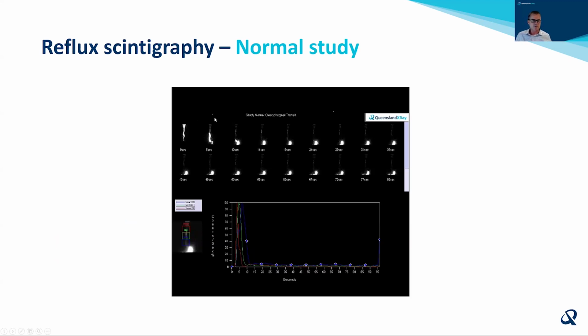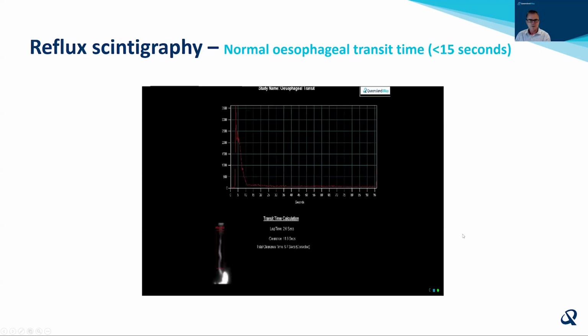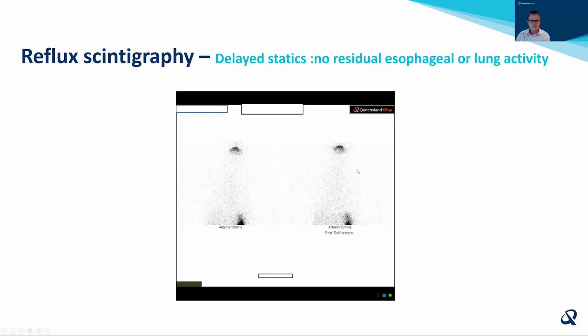This is a normal study with rapid passage of the radiolabeled bolus into the stomach. And then we do time activity curves for regions, the upper, mid, and lower. And this is a nice rise and then complete fall back to baseline. And this is an example of the esophageal transit measurements we get. Normal is less than 15 seconds. This is the delayed post-maneuver images. So this patient has no residual esophageal activity and no obvious lung contamination or airway contamination.